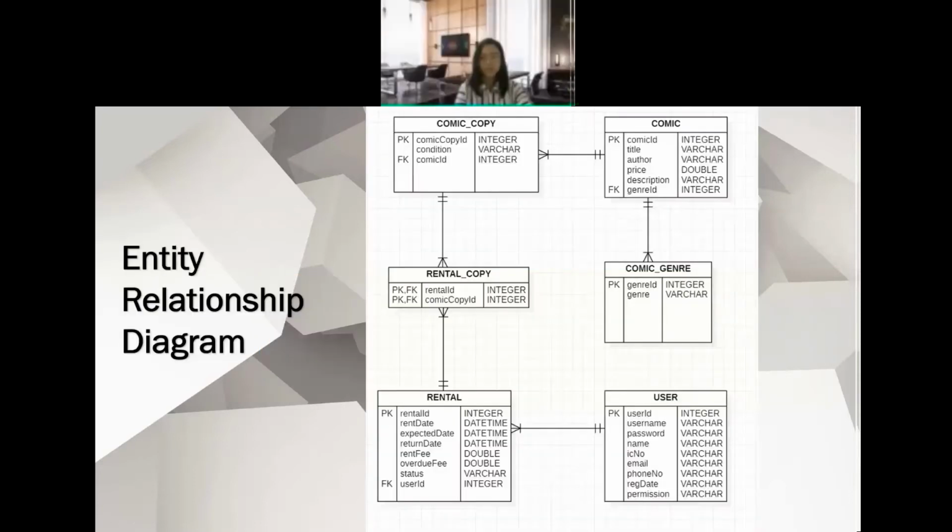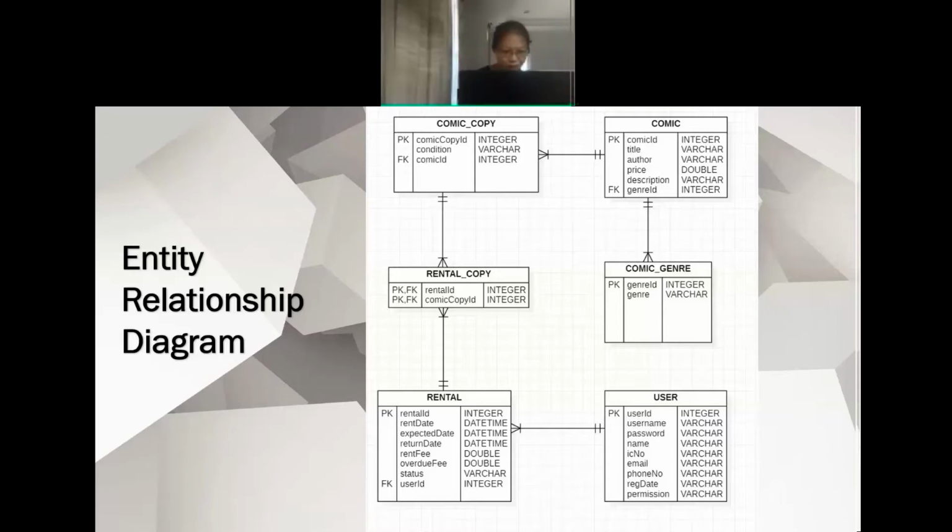So this is our entity relationship diagram for our database. We have 6 tables over here, which is the user, which records the information of the user, and rental to record the information of rental. And then we also have rental copy, comic genre, and also comic copy.